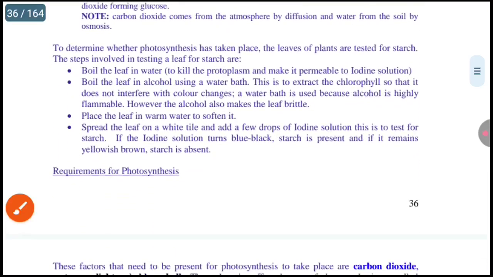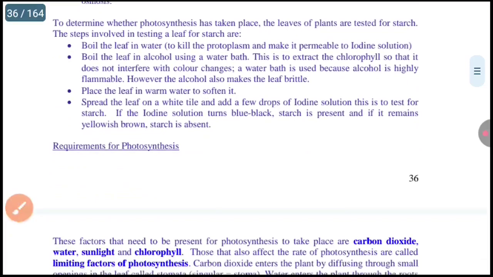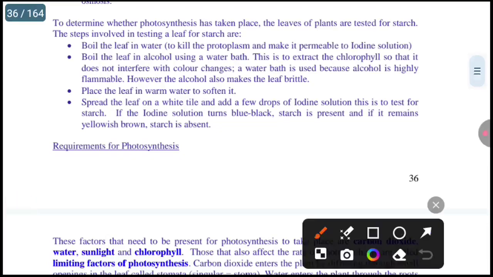To determine whether photosynthesis has taken place, the leaves of plants are tested for starch. The steps involved in testing a leaf for starch are: number one, you boil the leaf in water for the purpose of killing the protoplasm and making it permeable to iodine solution.